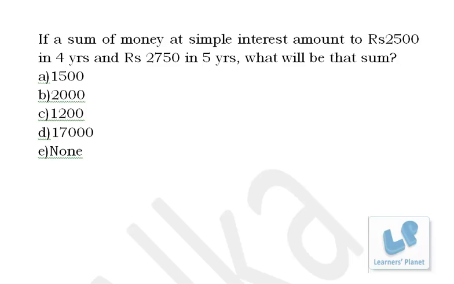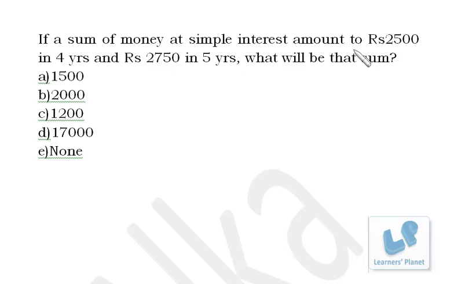Now this question: if a sum of money at simple interest amounts to rupees 2500 in 4 years and 2750 in 5 years, what will be that sum? Now once again a simple question. See, from 4 year to 5 year, in just 1 year rupees 250 is being added. That is nothing but the simple interest, right? So simple interest is 250 rupees per annum, right?